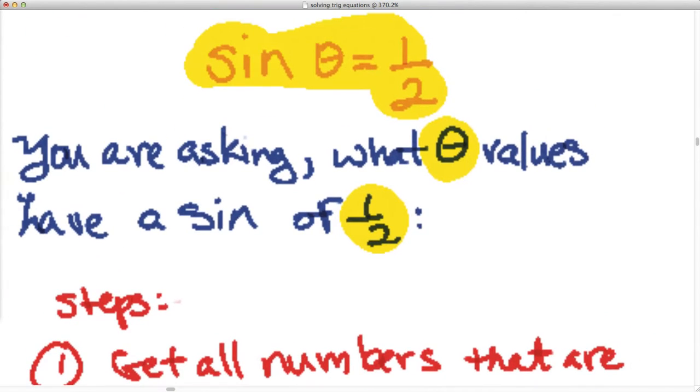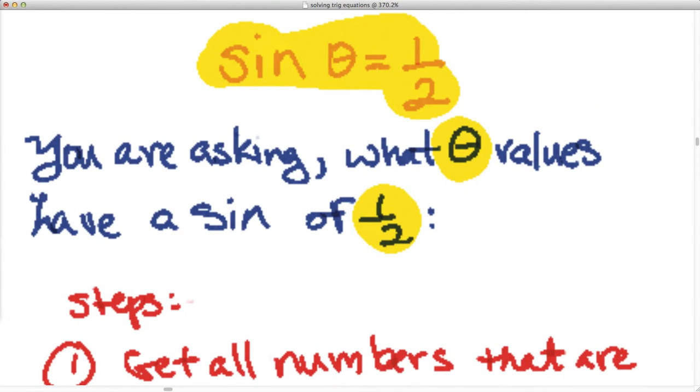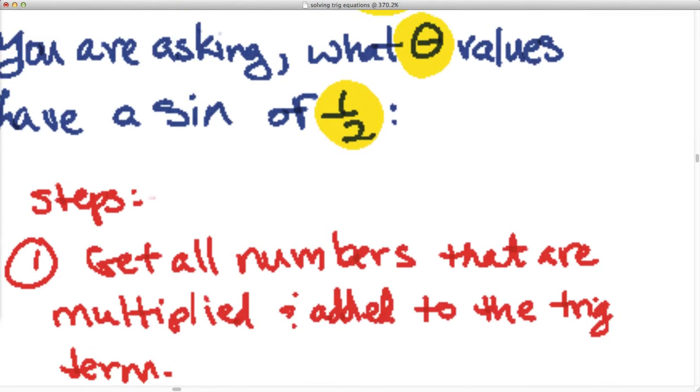Well, the first step is to get any numerical values that are attached to the trigonometric function on the other side. So for instance, if this was 3 minus 6 sine theta, you'd have to subtract the 3 over, divide both sides by 6. I'll show you an example of that in the example videos.